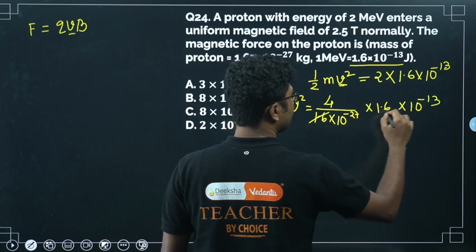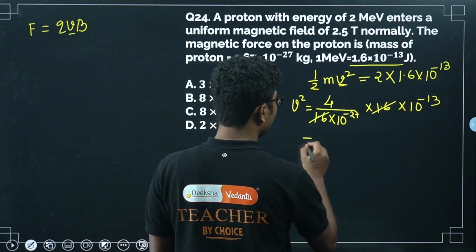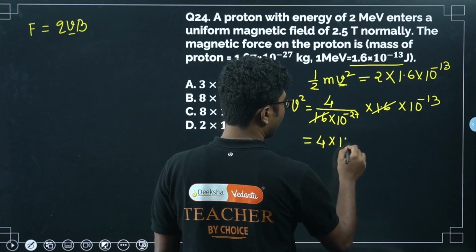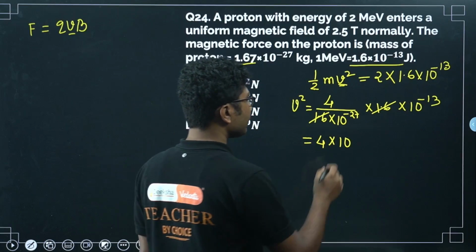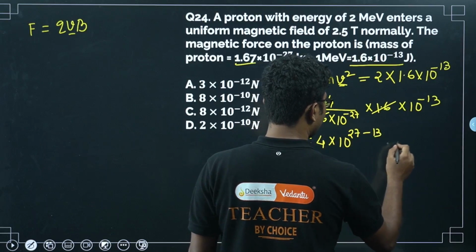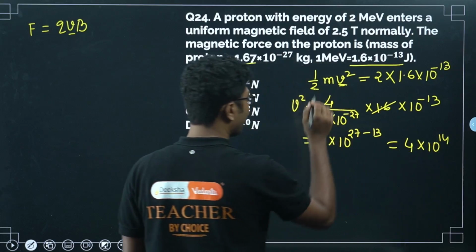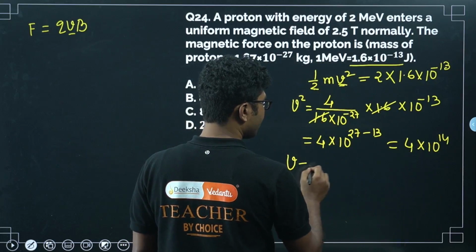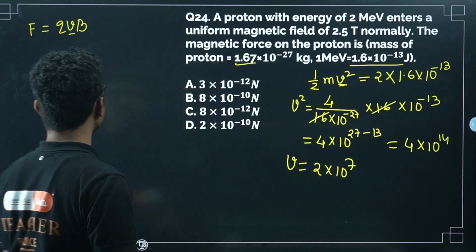Okay, so 1.6, you are trying to find as close as possible. You don't need to find the exact value. So 4 times 10 to the power of minus 27 will go up and it will become positive. So 27 minus 13, you will get 4 times 10 to the power of 14. Now take the square root of that. Square root of that will be 2 times 10 to the power of 7. Right? So velocity you have calculated.